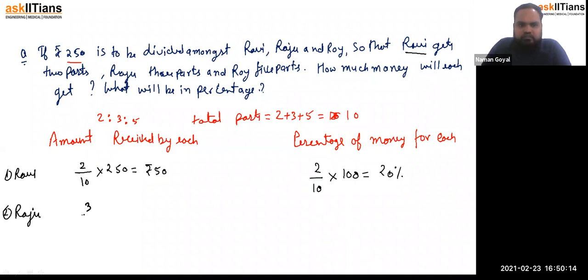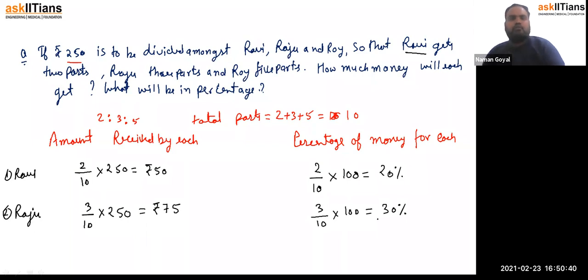So 3 parts for Raju, that is 3 upon 10 into 250, right? So how much did you get? If you solve this, you will get 75 rupees. Are you getting my point? And for percentage, this will be 3 by 10 into 100. It will be 30%.